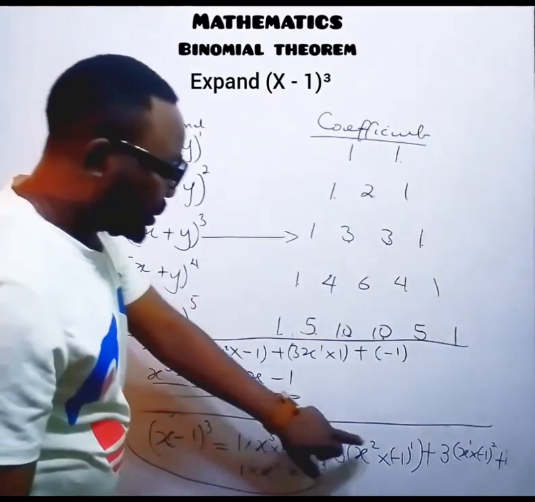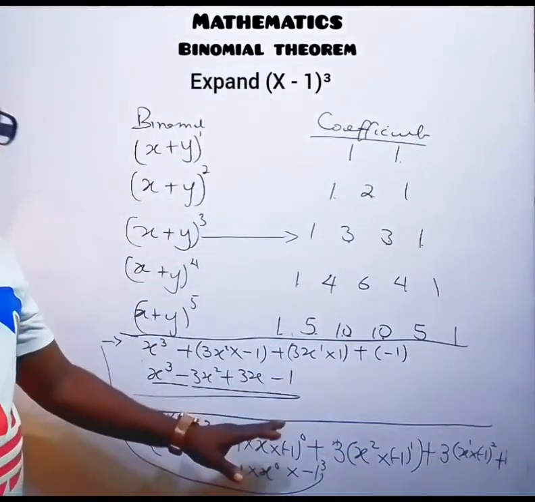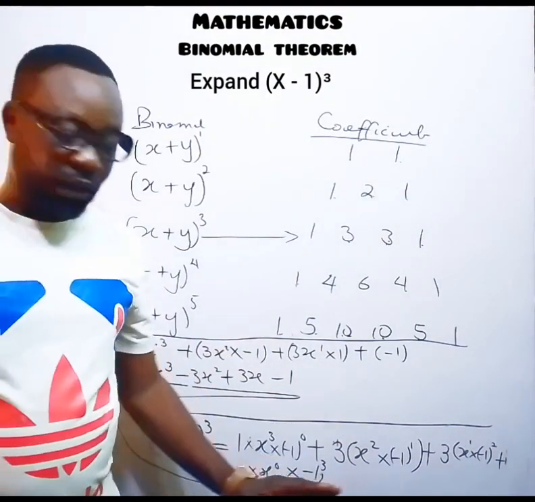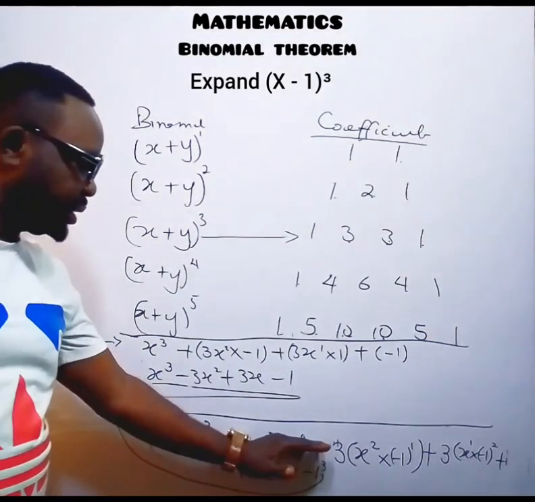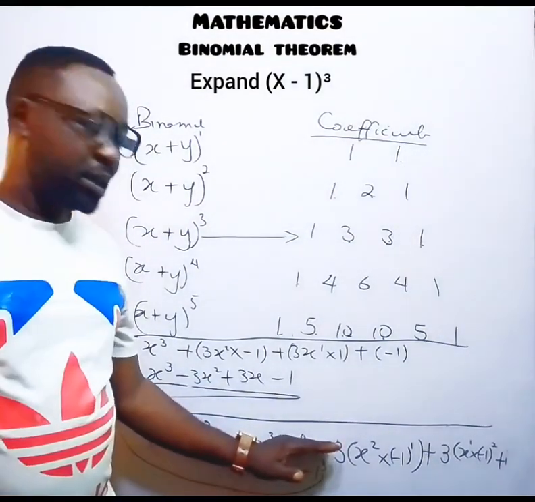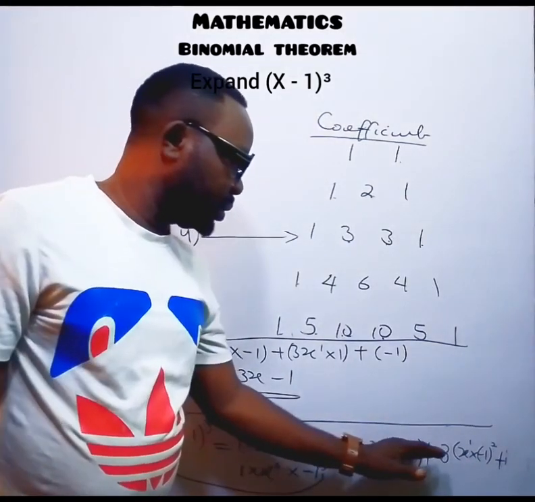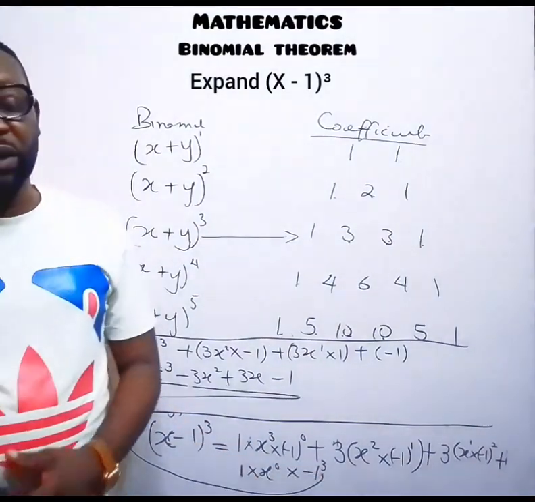Then the powers start reducing one after the other in that order. That is, the power of the first term is in descending order. Why this second term, which is minus 1, the power starts from the lower part and increases in that order, that you can see from here: 0, 1, 2, and 3 in that order.